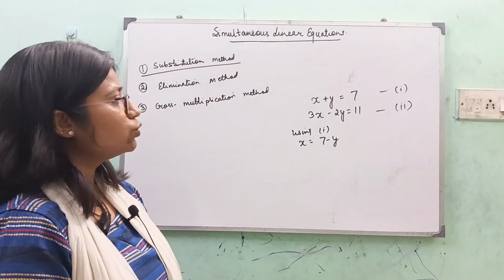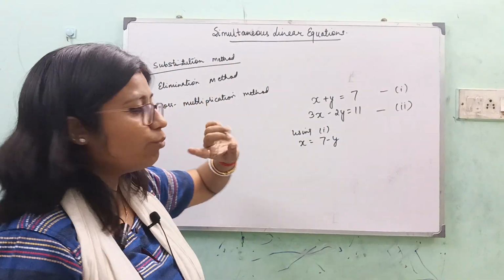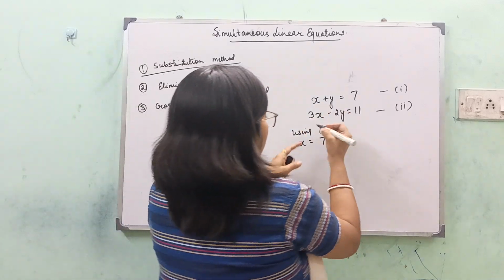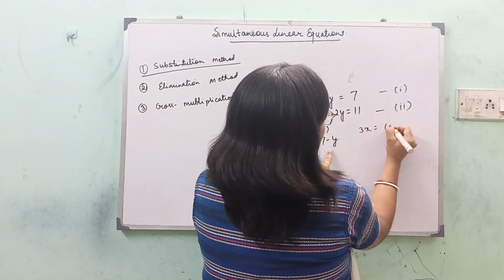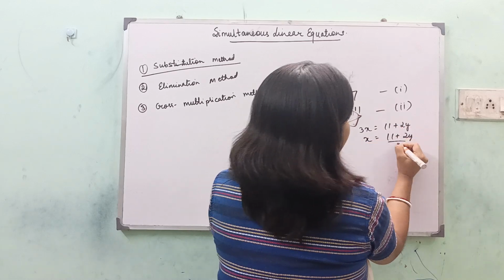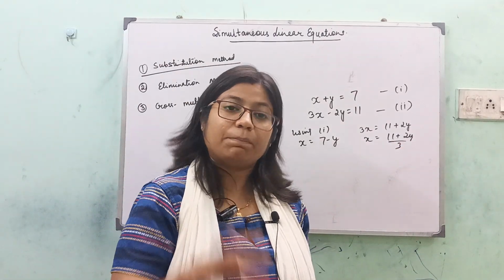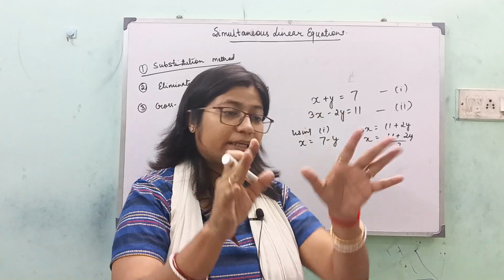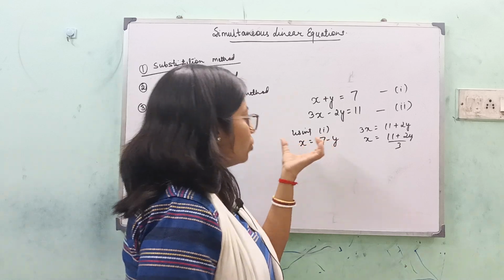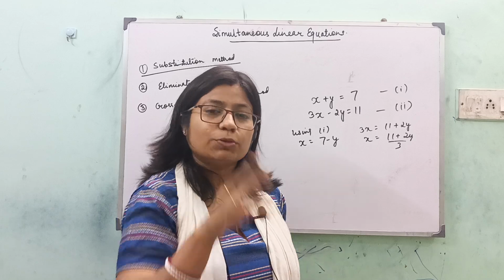Why did I not use 2 over here? I could have. But if I would have used the second equation, the chances of making mistakes are high. I would have done 3x is equal to 11 plus 2y, x is equal to 11 plus 2y by 3. Some of you will make mistakes. Out of 10 children, 3 will make mistakes, if I am taking the least count. So I always prefer my students to use the equation which has fewer fractions, to be on the safe side.